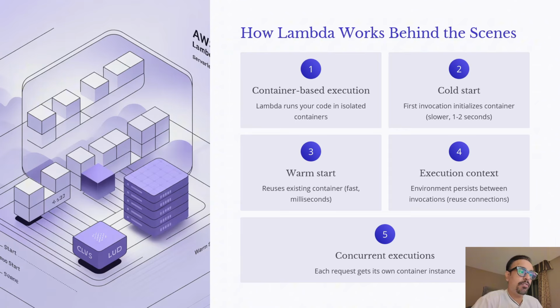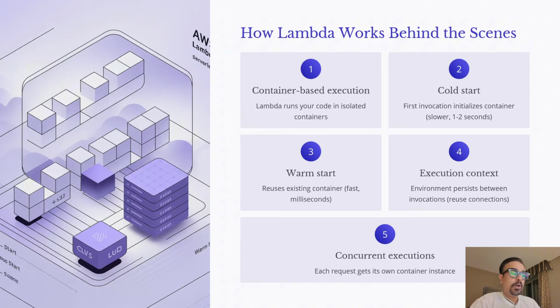And when the function runs for the first time, AWS needs to create a new container. This is called a cold start. It usually takes 1 to 2 seconds because the environment is being initialized. For the next few requests, Lambda can reuse the same container, known as a warm start, which runs almost instantly in just a few milliseconds. Lambda also maintains an execution context, meaning certain parts of the environment like database connections or cached data can persist between invocations.